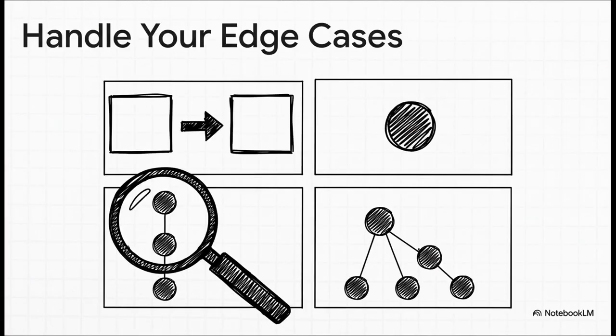And of course, a production-ready solution has to handle the weird stuff, right? The edge cases. What happens if the tree is totally empty? Or if it just has one node? What about a really long, stringy tree that's basically a linked list? A great implementation handles all of these scenarios without breaking a sweat.